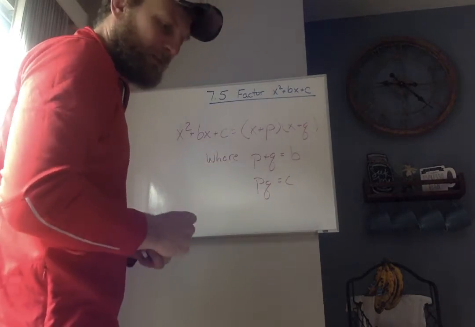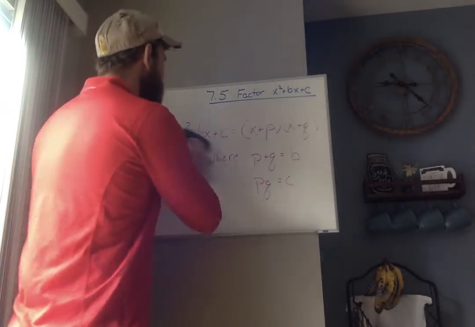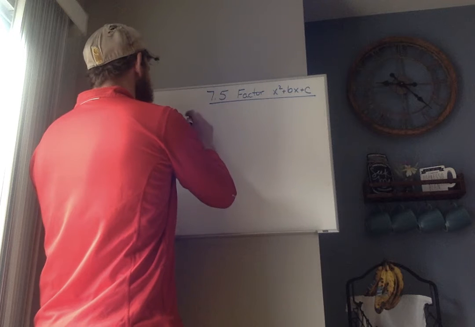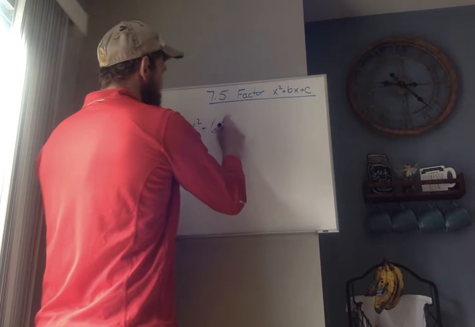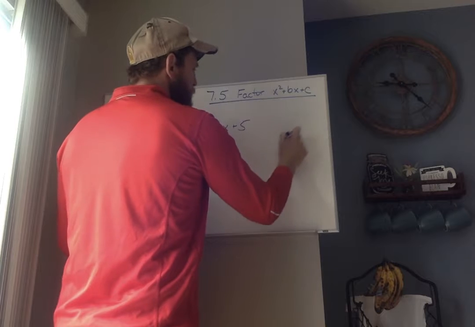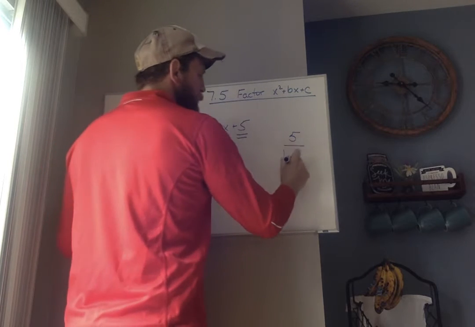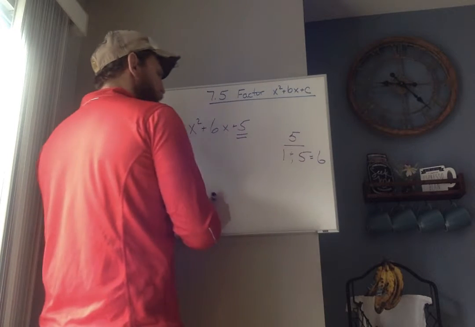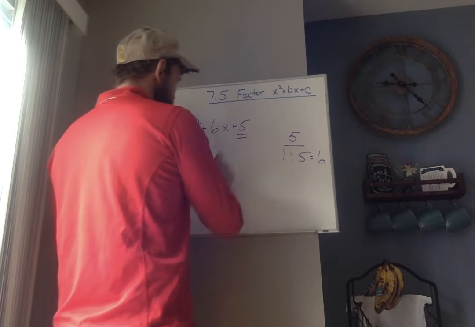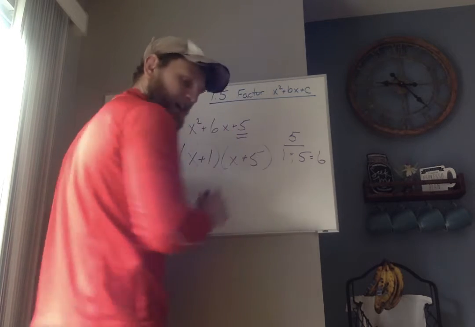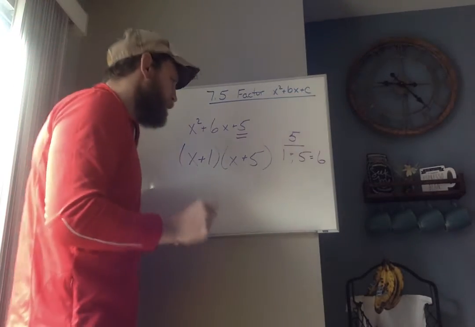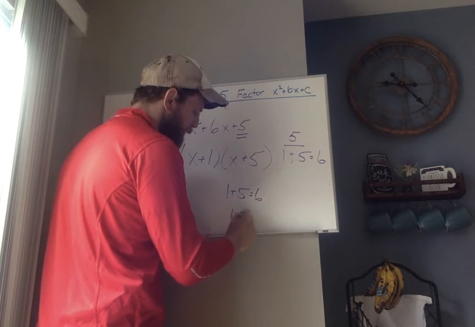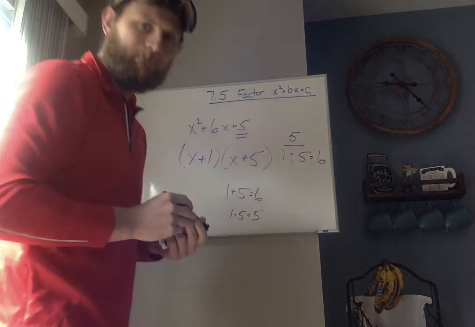So the example they give is x squared plus 6x plus 5. What does that factor to? Well, focus on 5, this guy. What are the factors of 5? 1 and 5. When I add these, see how I get 6? So it's x plus 1 times x plus 5. And we're done. Now, I know I'm done because 1 plus 5 equals 6, and 1 times 5 equals 5. See that? Nice and easy.